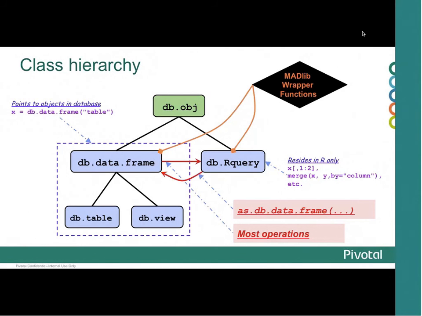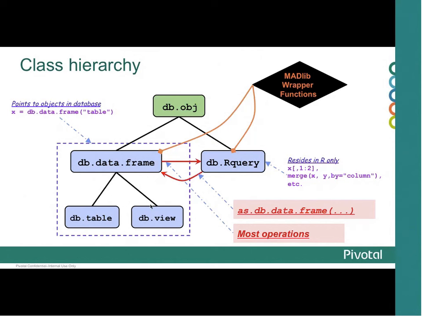Now, I also just wanted to spend a little bit of time explaining the class hierarchies that our lead developer for PivotalR has put together for this package. At the core of PivotalR is a new R object called the DB data frame. There are essentially three kinds of subclasses for the DB data frame: the DB table, the DB view, and the DBR query. The DB table is essentially an R object that points to a table that lives inside the database. The DB view is, analogously, an R object that points to a database view that lives in the database.